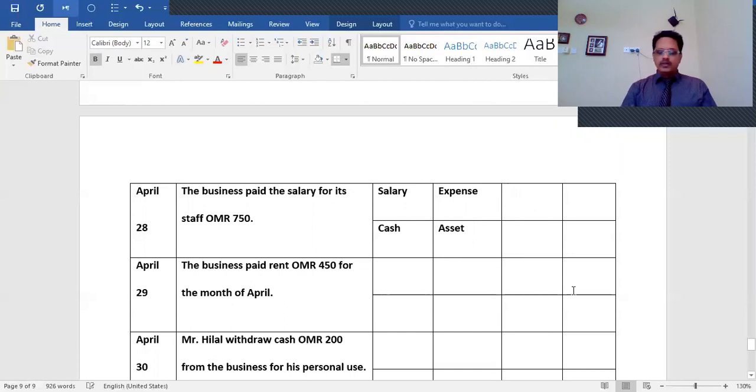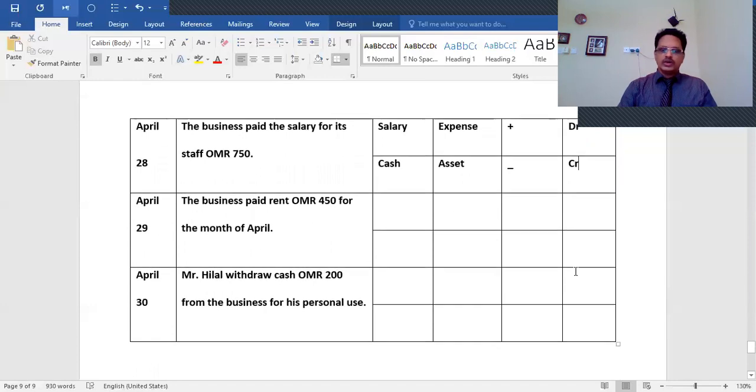And expense: whenever you pay salary or any expense you meet, your expense increases and your cash decreases. Expense increase means it is a debit aspect, and cash, an asset, decreasing means it is a credit aspect. There is no confusion. It is a plain entry.